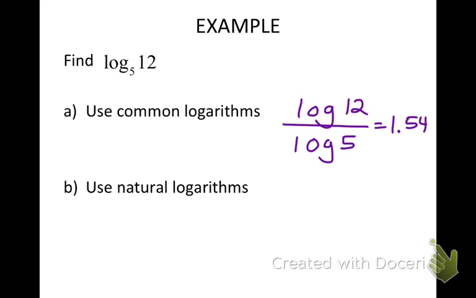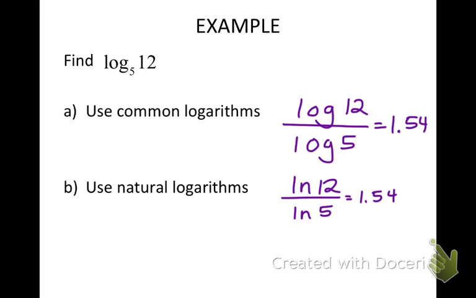Or, if you don't like common logs and you like natural logs better, you would just do the same thing but with the ln button. So ln of 12 divided by ln of 5, which gets me the same number of 1.54. So that's up to you on which base changing you want to go to, whether it's common or the natural. I have it go to common all the time, but it would not be incorrect if you went to natural logs when you did your change of bases.